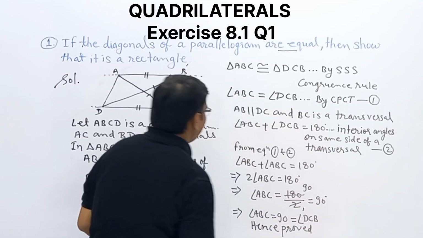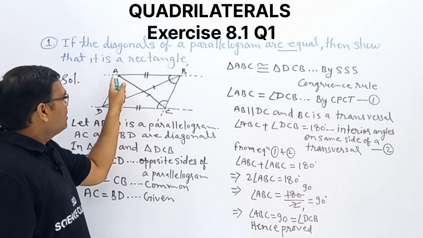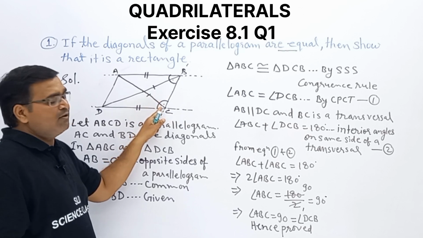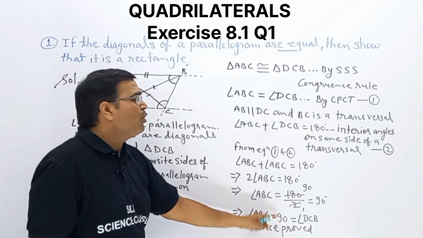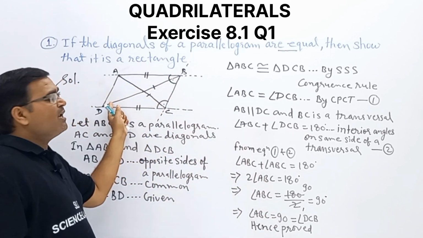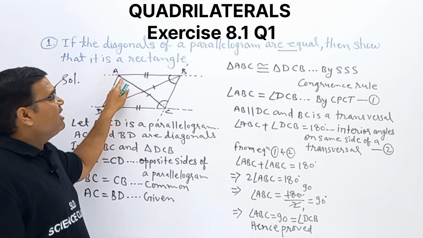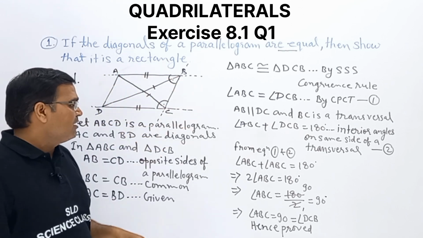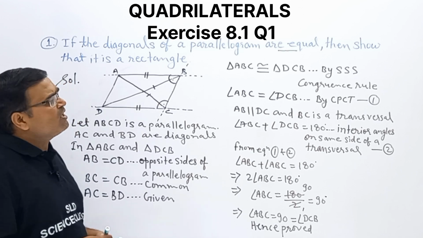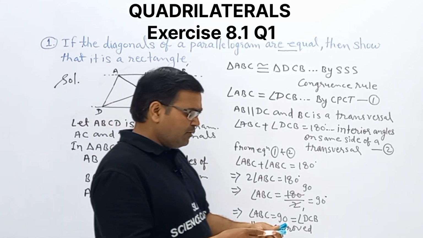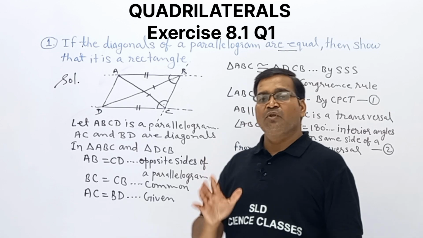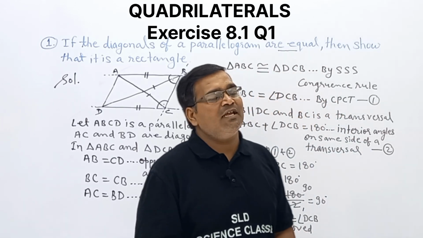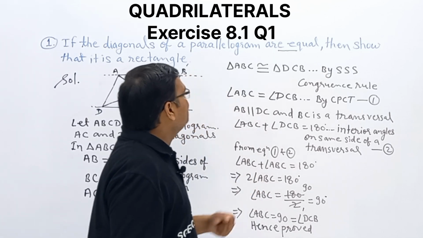Why? Because once diagonals are equal, then this angle and this angle, what are we getting? 90 degrees. Automatically its opposite angle will be 90 and its opposite angle will be 90. It means this parallelogram converted into a rectangle. We proved this thing. Observe again, a simple thing we are studying, in which once we know the congruence rules, then we can easily understand all these things.